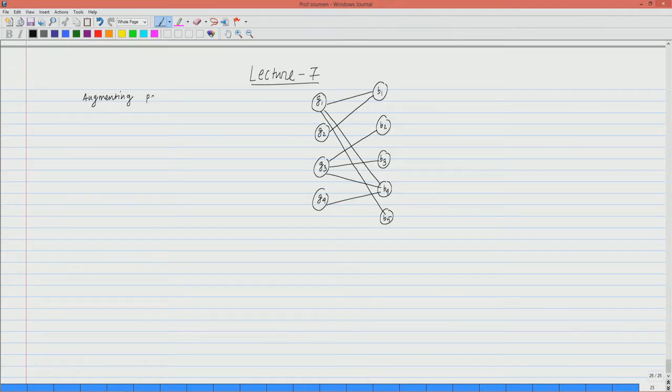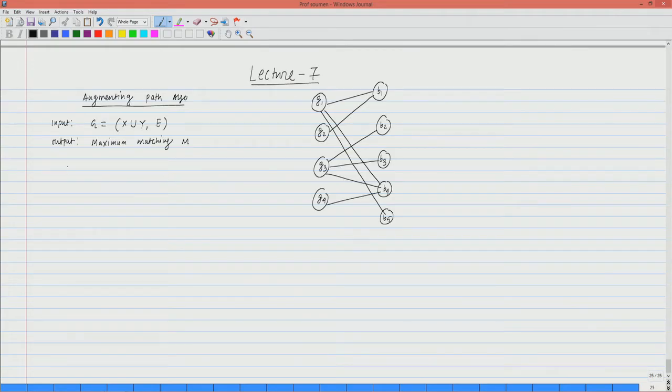Augmenting path algorithm. The input to this algorithm is a bipartite graph G with vertex sets X union Y and a set of edges, and the output is a maximum matching M.